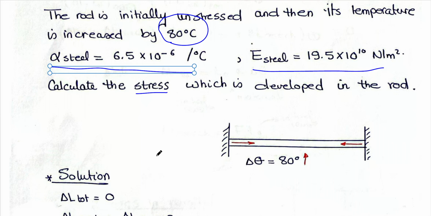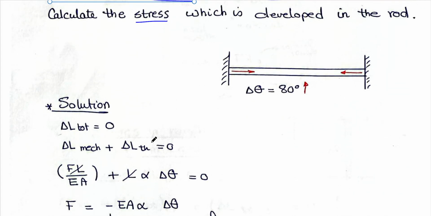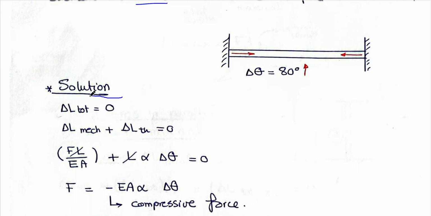What we know is that this rod is put between two rigid walls. If you put this rod between two rigid walls, you know that it can't increase or decrease its length. So I start by putting delta L total equals 0. This rod cannot change length, so the change in length is 0. This change in length has two parts. The first part is mechanical and the other part is thermal.